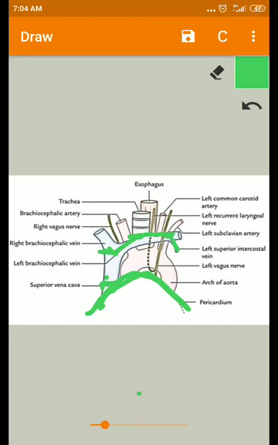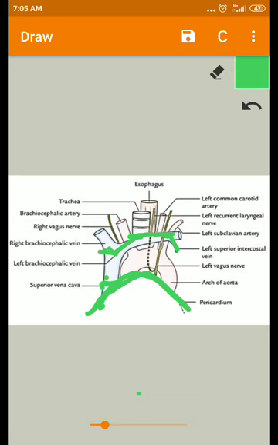As we know, the left superior intercostal vein receives impure blood from the second, third and fourth intercostal veins. That thing we have seen in the intercostal veins. These are the large structures which are related to the superior mediastinum.